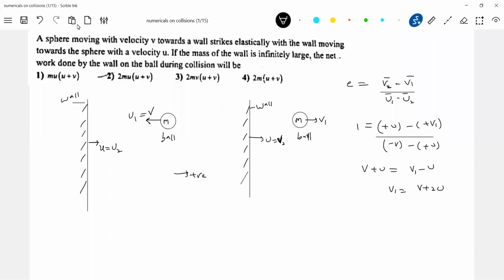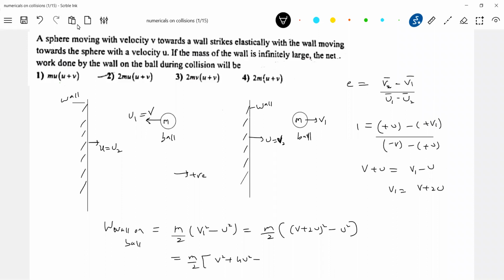What is the work done by the wall? The change in kinetic energy of the ball itself is the work done. So work done by the wall on the ball should be equal to the change in kinetic energy of the ball: half m times v1 square minus u square. v1 will be v plus 2u whole square minus u square. That is v square plus 4u square plus 4uv minus u square.